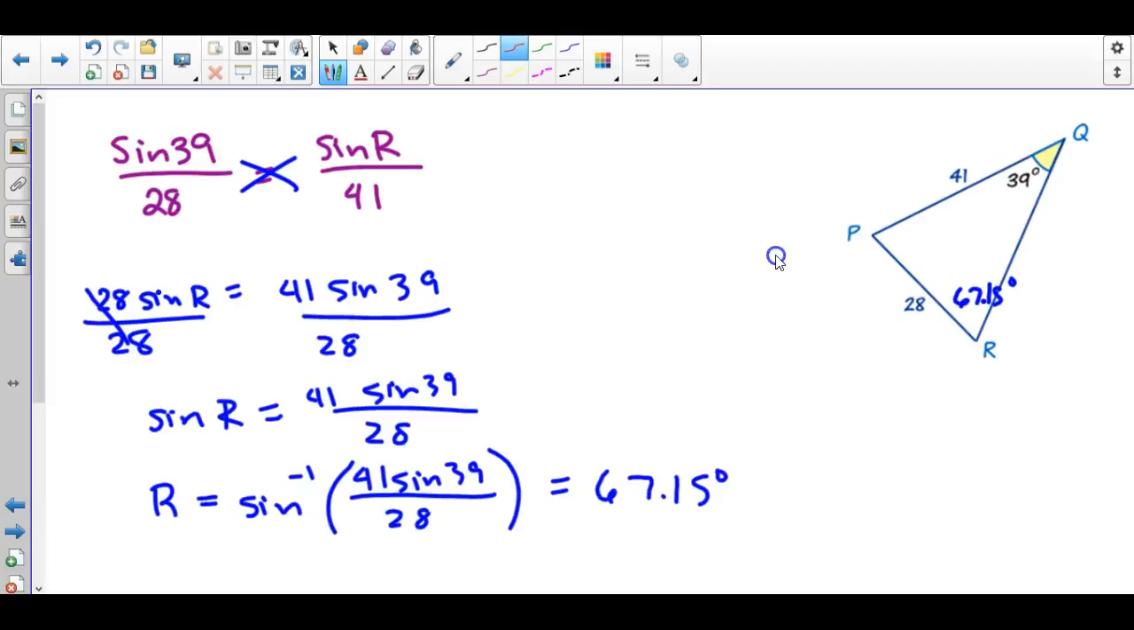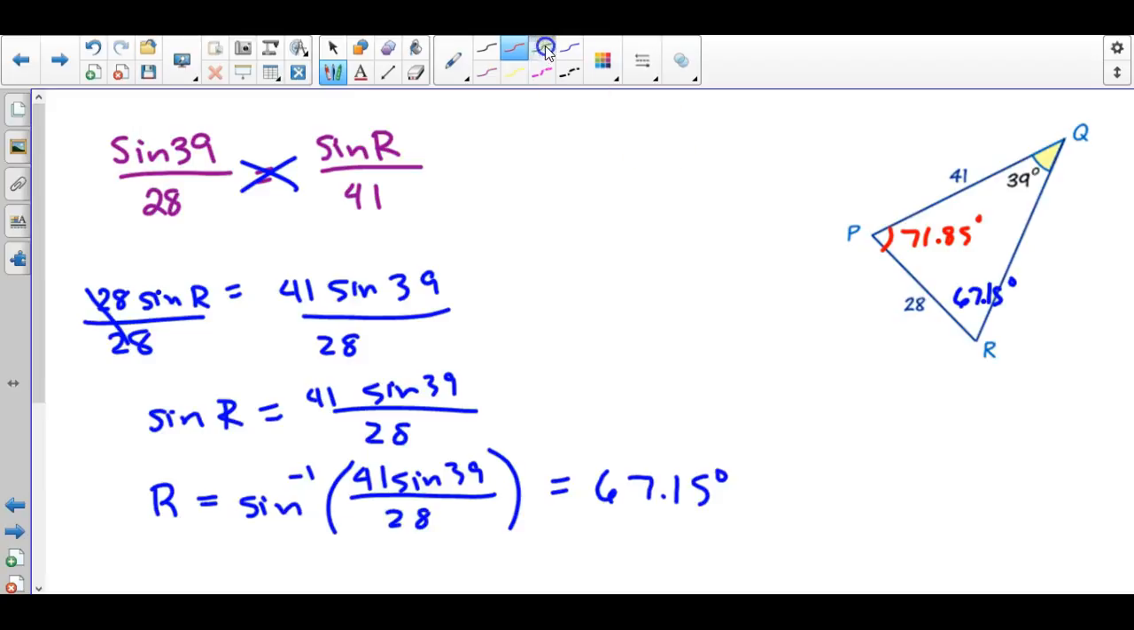And again, in order to find the area of this, I would need to have two known sides and the angle between them. So what I'm going to quickly do then is figure out what angle P is. I can just take 180 minus 41 minus 67.15, and I'm going to get that angle P is 71.85 degrees.